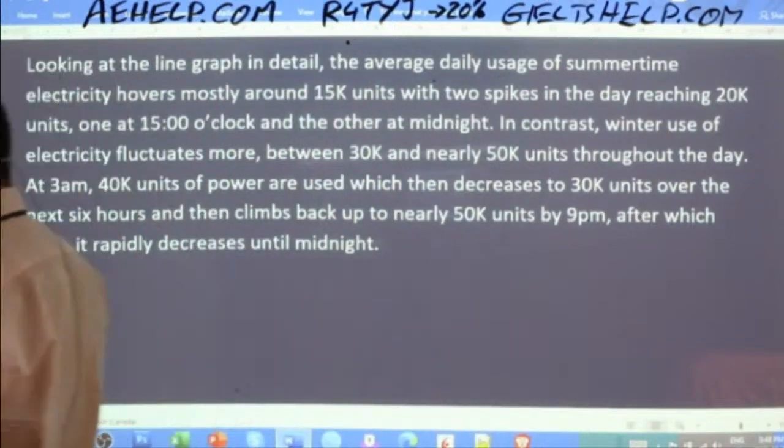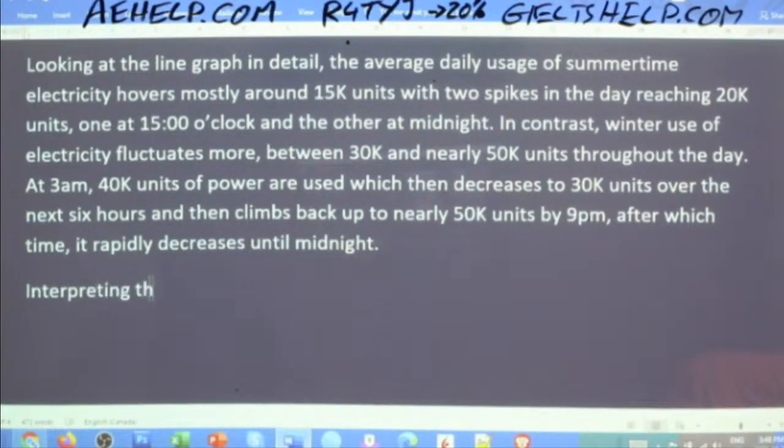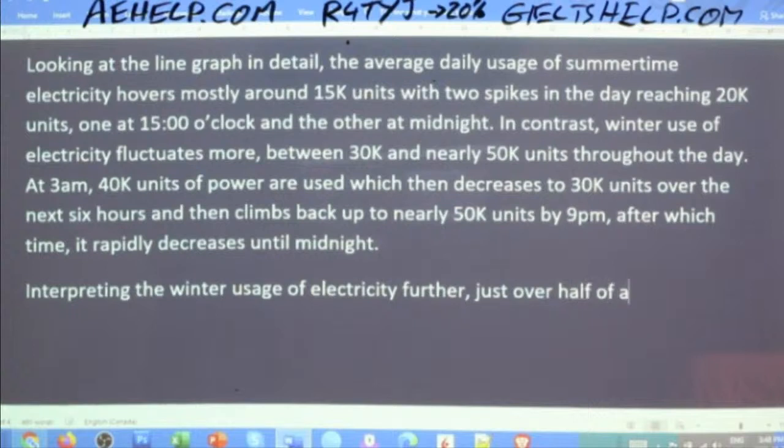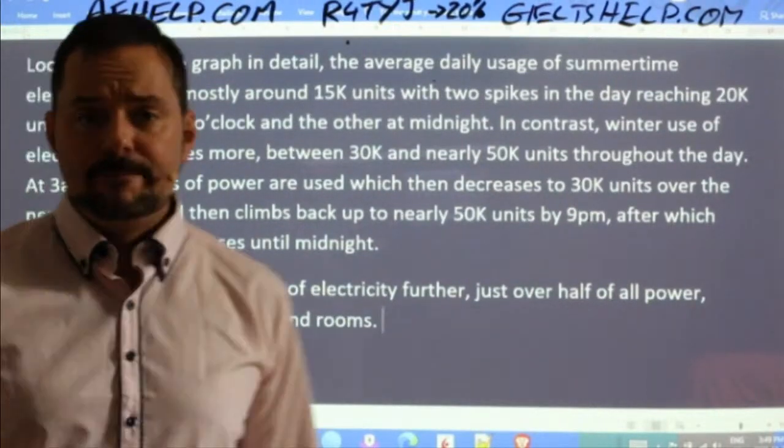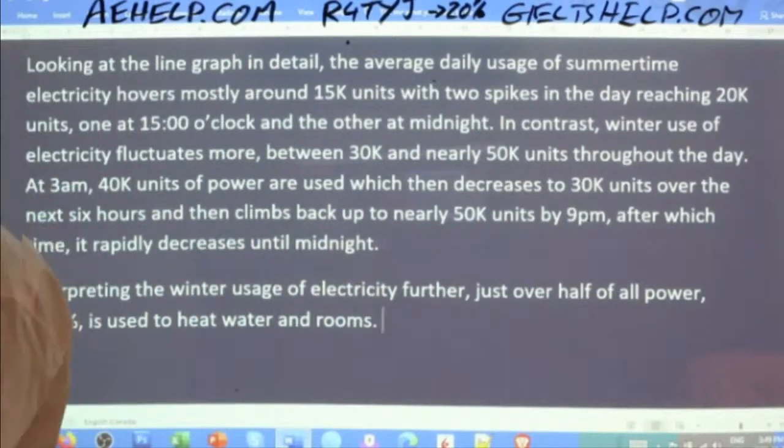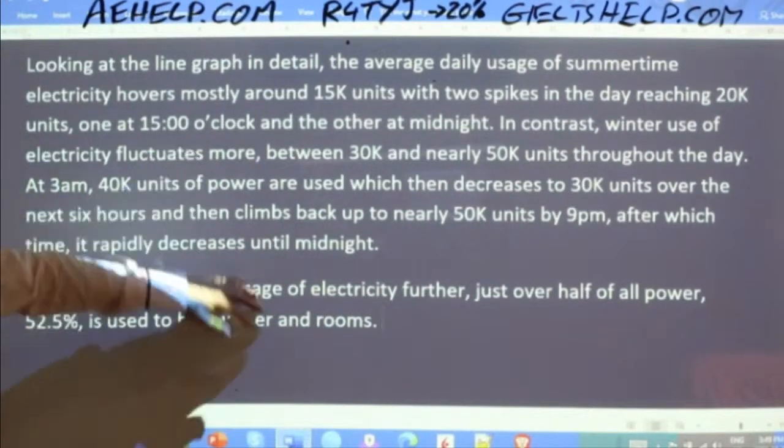So interpreting the winter usage of electricity further, just over half of all power, 52.5%, is used to heat water and rooms. Okay, so now I'm going into my pie chart. Notice that transition now, it's very smooth, winter to winter.